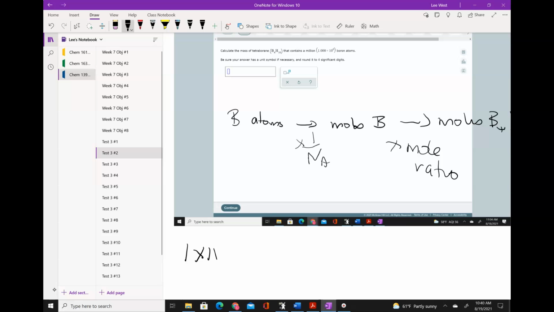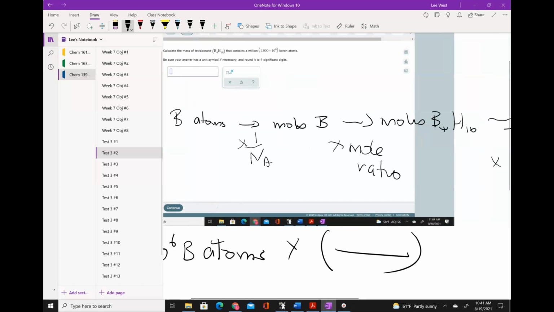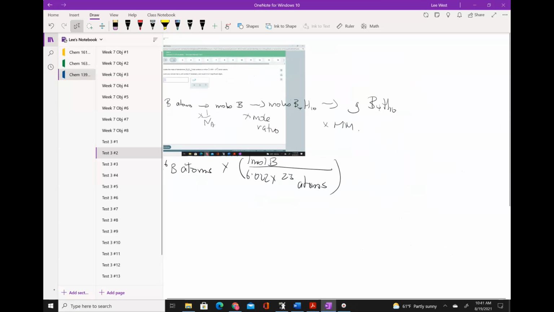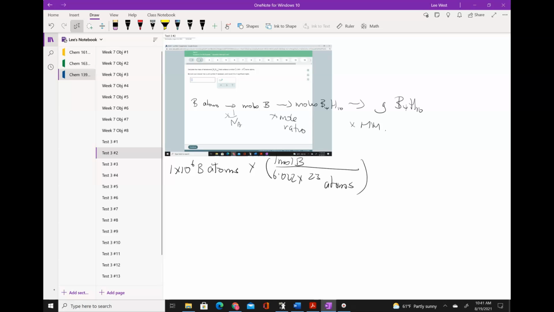So we got 1 by 10 to the 6 boron atoms, and then I've got to multiply it by a conversion factor to get to moles of boron. So I know that 1 mole of boron contains 6.022 by 10 to the 23 atoms. Should get into the habit of putting that last parentheses after I've written out my conversion factor. Okay, and so that gets me to there.